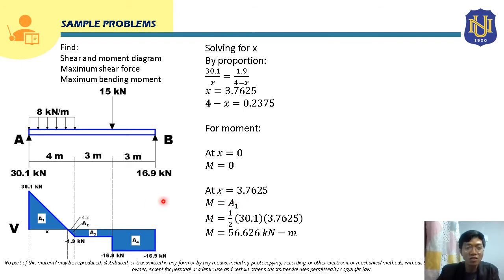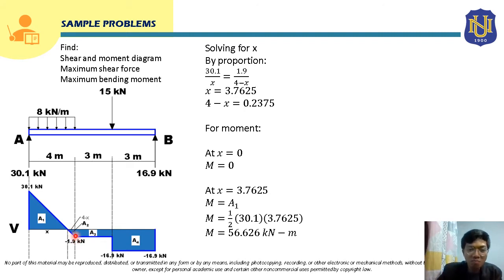And also, class, now we are going to use the sign convention. For its sign convention, the area here is above the x-axis, so this area is positive. Therefore, the moment here at this point is positive. So this will be the area at this point. Now, proceeding to the next point.